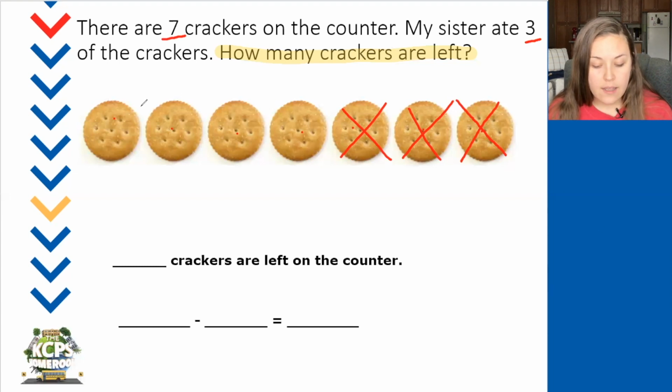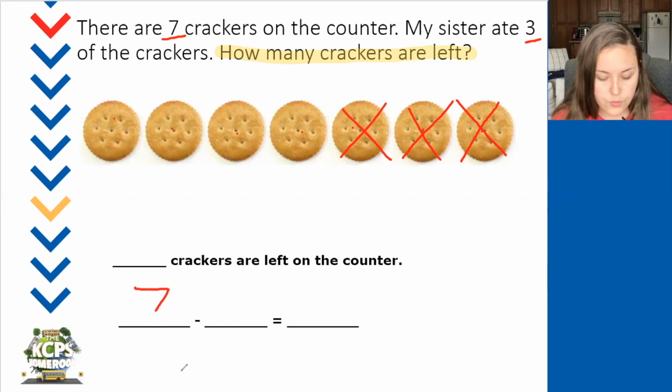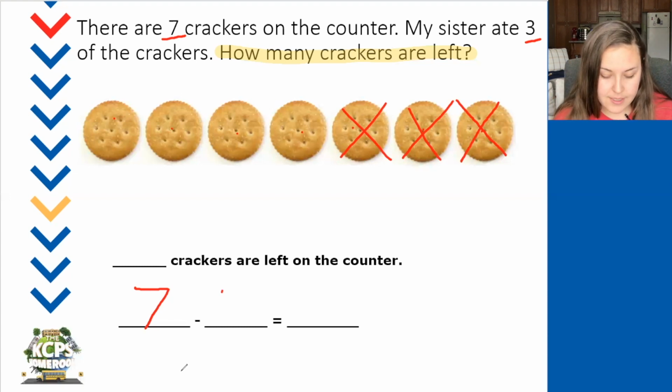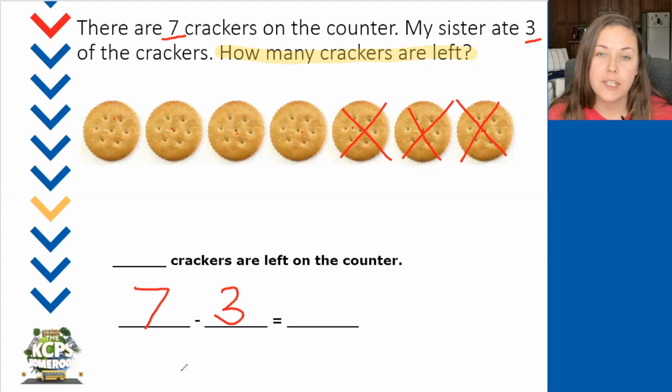Now we have to analyze our problem to know what our answer is. So we had a total of 7. When we think about writing our number sentence, 7 is the total. So in subtraction, that number goes first. 7 minus how many crackers did my sister eat? Oh, yep, that's right. She ate 3 crackers. So 7 minus 3 is our subtraction expression.